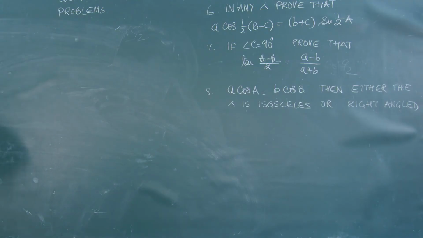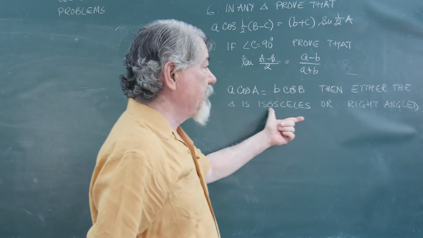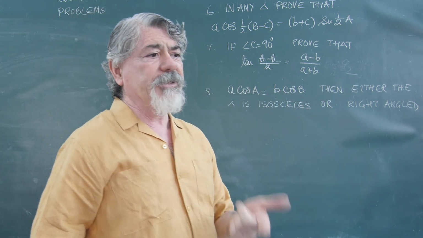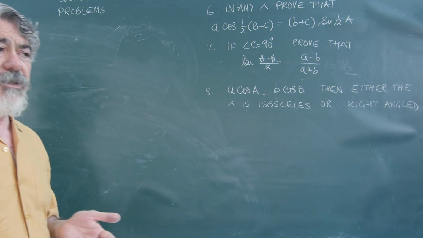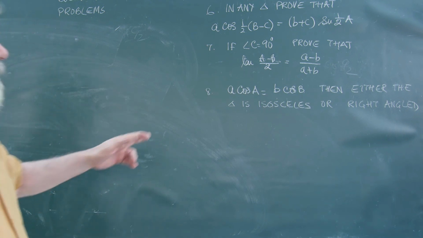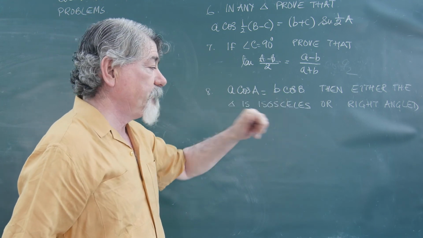In question number 8, it says a cos A is equal to b cos B, and then either the triangle is isosceles or right angle triangle. That means these are the parts of triangle ABC. We are talking of solutions to triangles. So in triangle ABC, it is given that a cos A is equal to b cos B.